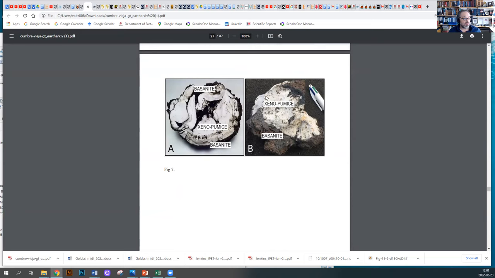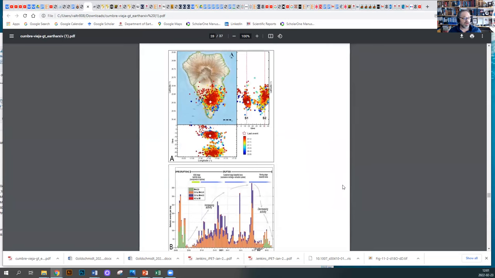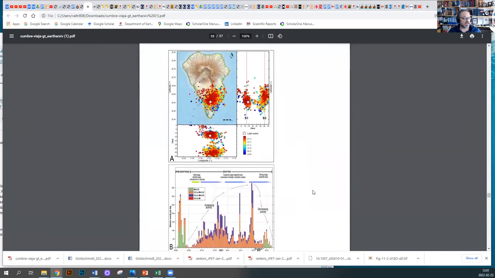So here we have a large white fragment of frothy material, encased in this basanite material. And here's a pen for scale. Then we're talking a little bit about the earthquakes in our article and the seismic intensity. This is data from IGN.